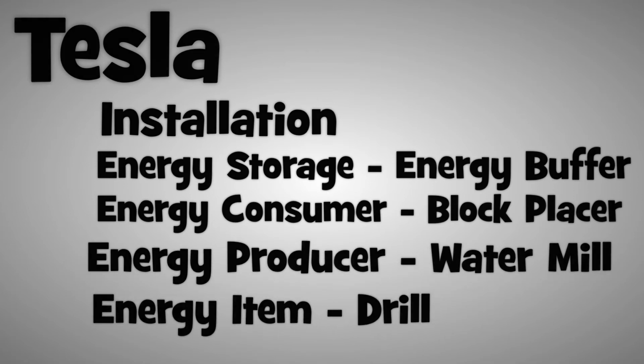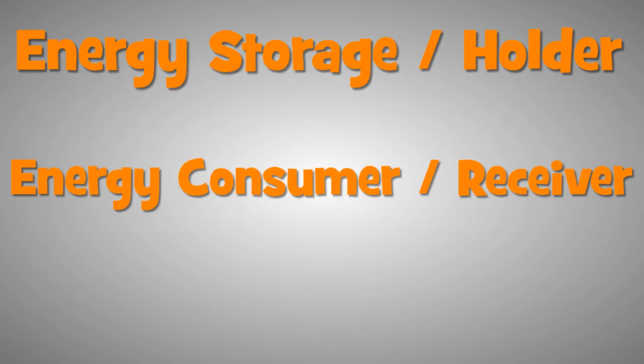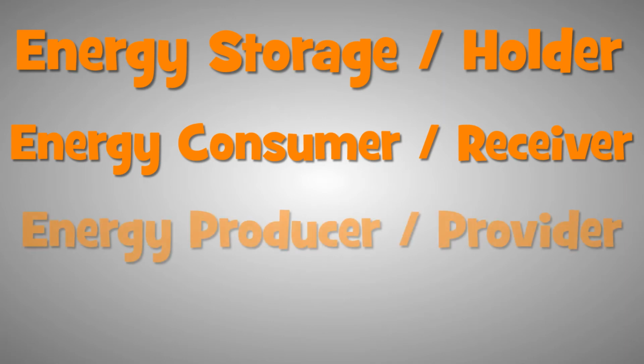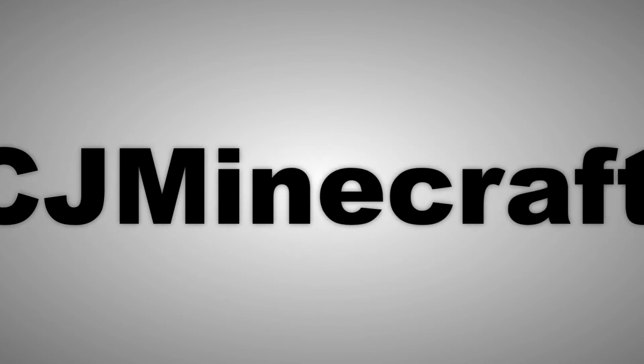So, for all of this to work, we need to understand three main concepts, and they are the energy storage slash holder, the energy consumer slash receiver, and the energy producer slash provider. The reason energy is split off into these three types is to improve the compatibility and the functionality of storing energy. It allows mods to work better together, and you can also read up about all three of these on my CJ Core wiki, which there'll be a link to in the description.